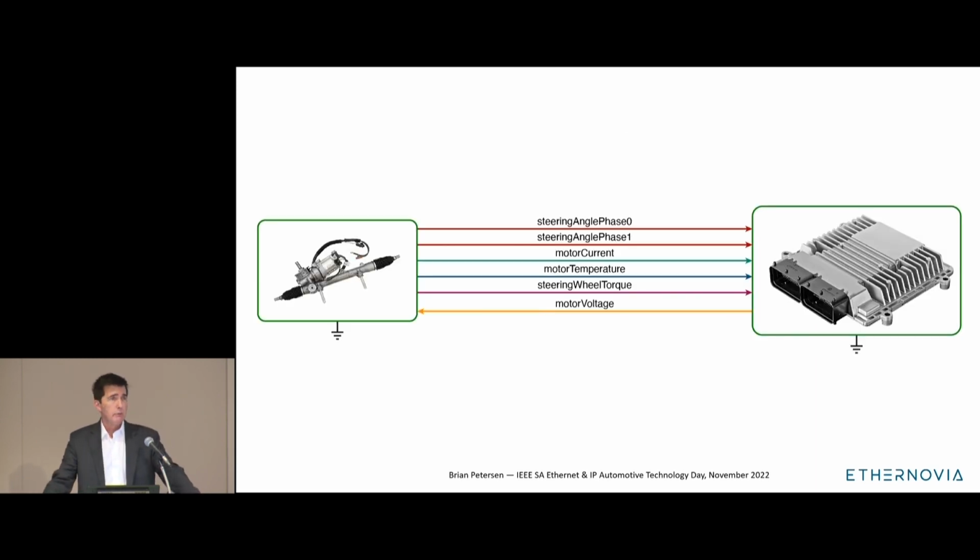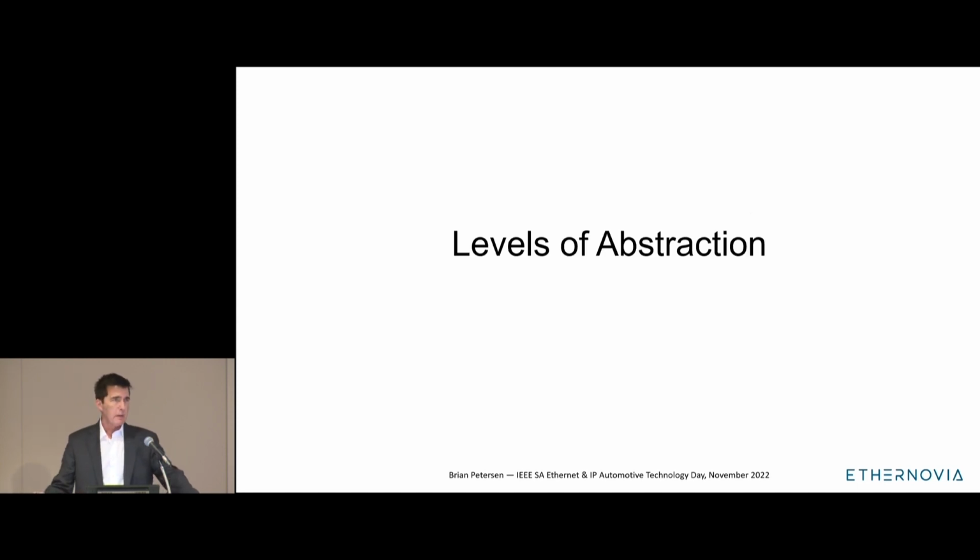Now, we could, if we were so inclined, control this power steering unit directly from an ECU using these individual analog signals if we gave that ECU appropriate interfaces and strung a number of wires between the two. This is, of course, wildly impractical, and we wouldn't want to do this. And so instead, I'm going to take a brief detour into levels of abstraction.